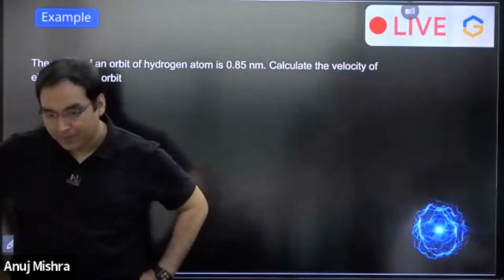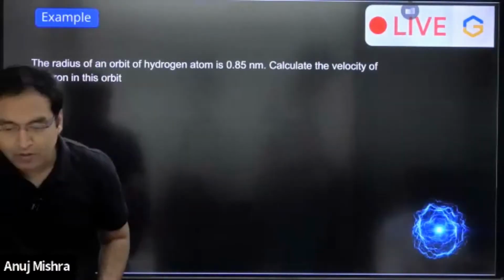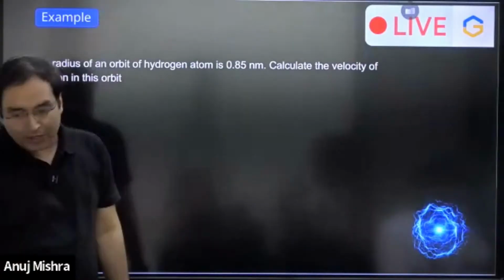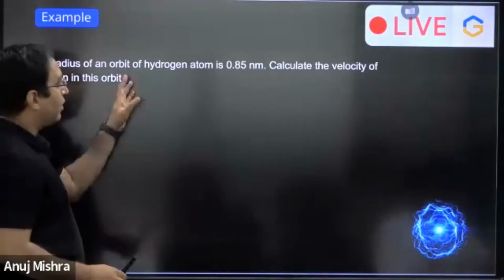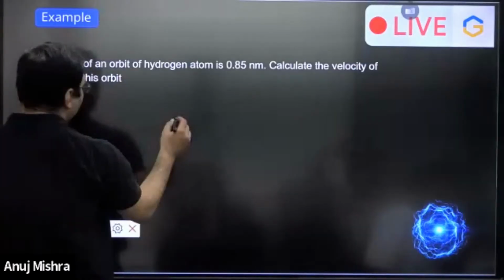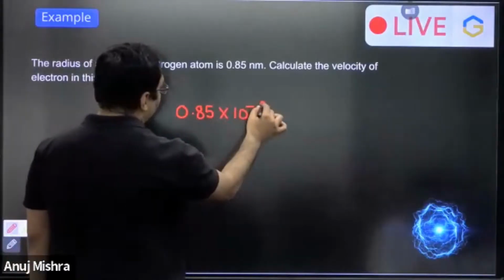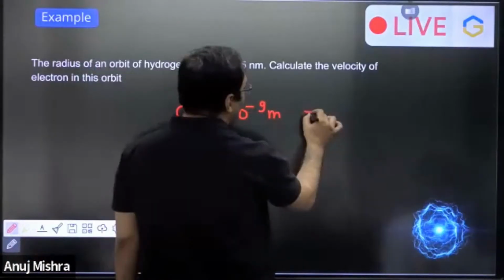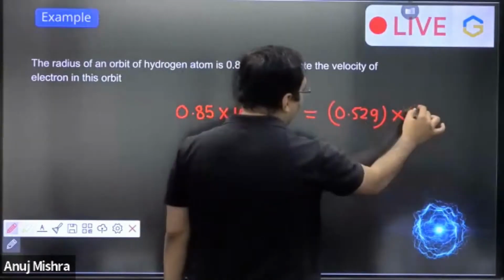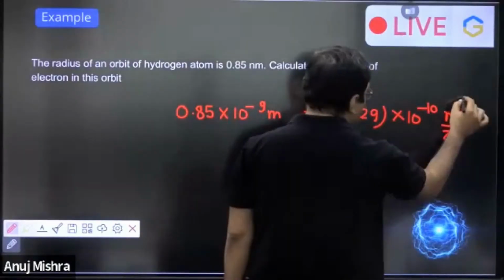Hiya, please turn camera on. So look at this question, all of you. So the last question we had done in the previous class, right? What is the working? Just revising it. So it is 0.85 nanometer. So you said 0.85 into 10 raised to the power minus 9 meters equals 0.529 into 10 raised to power minus 10 into n square by z.